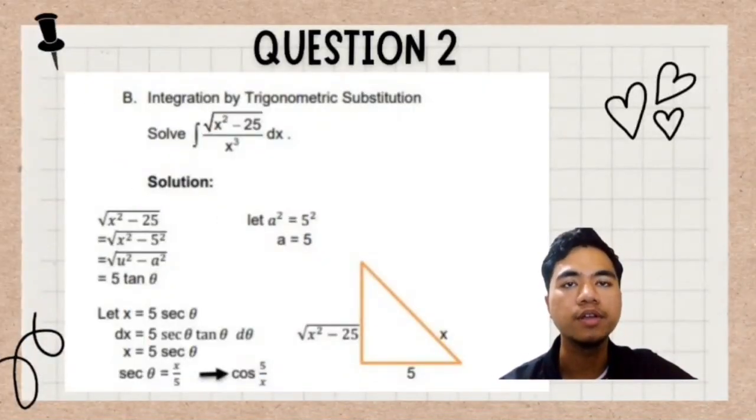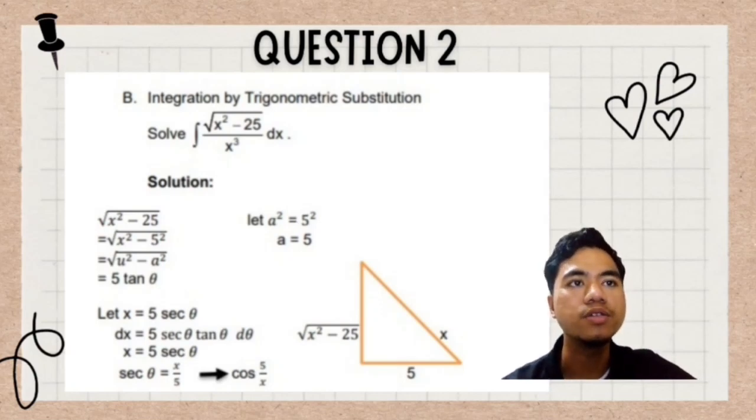Assalamualaikum, I am Muhammad Firdaus bin Abdul Halim Fairuz. I will explain question 2, which is integration by trigonometric substitution. The equation is solve the integral of square root of x squared minus 25 over x cubed dx.